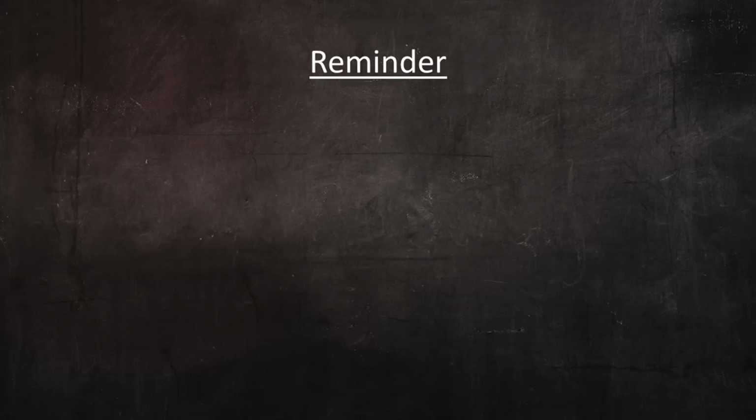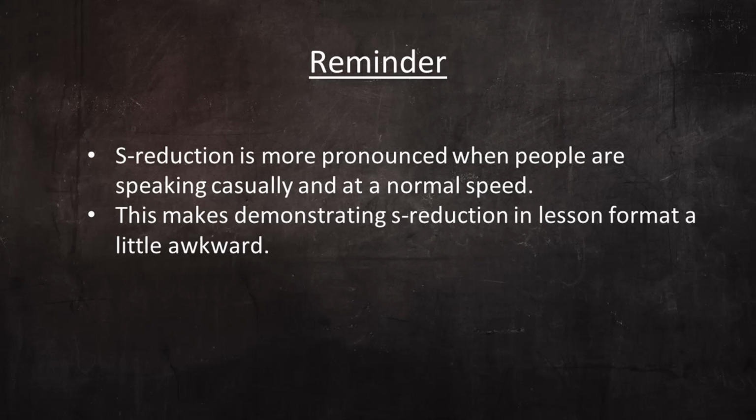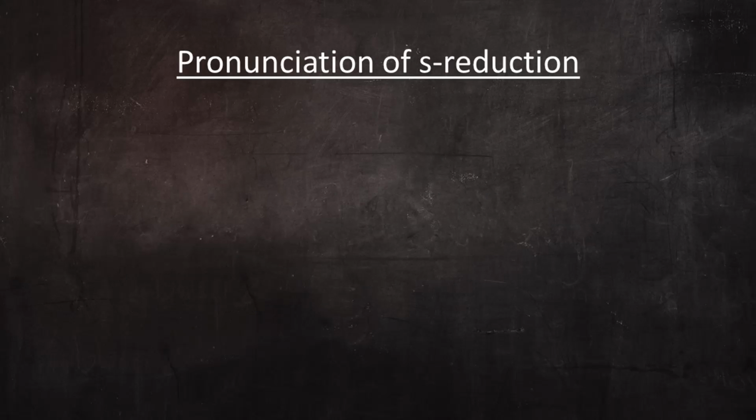Before I demonstrate the pronunciation of reduced S, let me just remind you that in native speech, S reduction is more pronounced when people are speaking casually and at a normal speed. This makes demonstrating S reduction in lesson format a little awkward, because here we're speaking slowly and carefully, and it's precisely in this situation that natives wouldn't reduce S as much, or maybe at all. So while the following examples are accurate representations of S reduction, please understand that the context in which S is reduced is normal speech, not a carefully enunciated lesson.